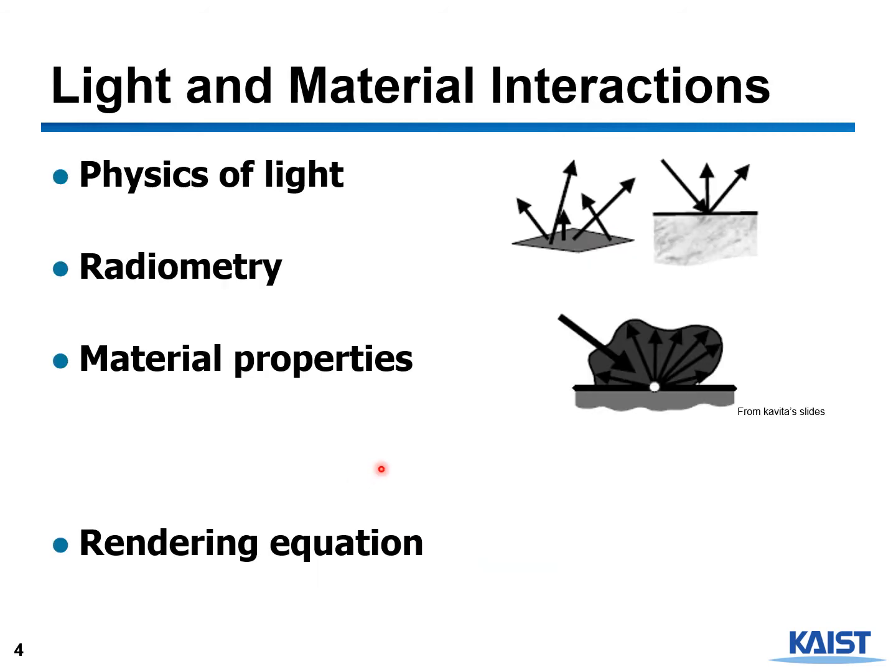Before we talk about the details of today's lecture material, there are four major factors for the light and material interactions. We need to consider these light and material interactions for computing that energy for each ray. First, we will talk about the physics of light, and then we will move on to the radiometry. Then we will also talk about material properties. In the end, we will finish this lecture material by talking about the rendering equation.